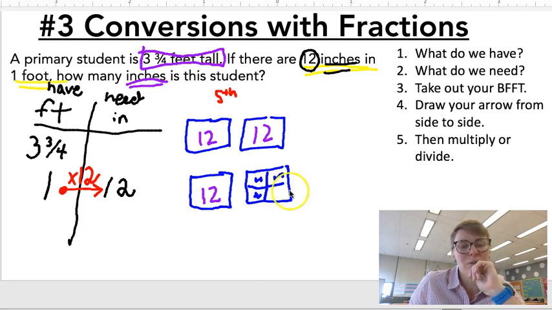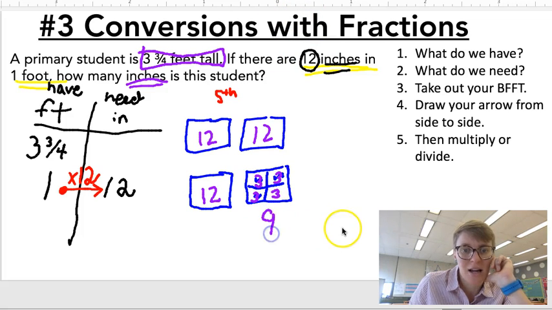This is going to be 3/4 out of 12. So it's kind of like I'm taking 12 and splitting it into 4. If I did 12 and cut it into 4, that means that each of these would be 3: 3, 3, 3, 3. But I don't have this 3 because it's 3 out of 4.